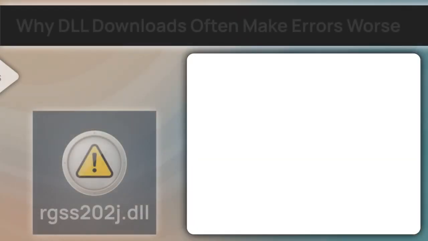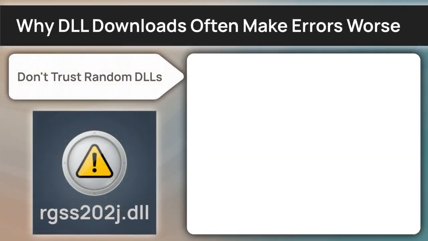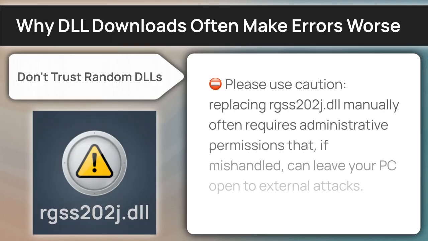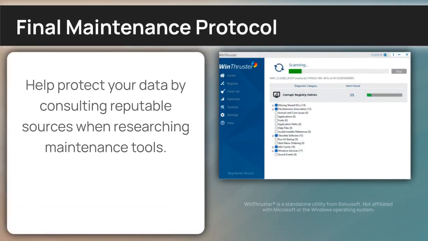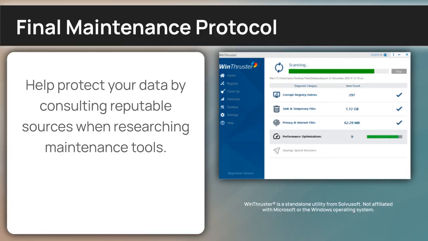Before concluding, I want to address a critical security consideration for maintaining your system's integrity. Safety is paramount. Never attempt to replace the RGSS202j.dll with binaries found on unverified download portals that lack quality control and often distribute files incompatible with modern Windows security updates. For a comprehensive approach to system health, I recommend incorporating a verified maintenance protocol into your routine.